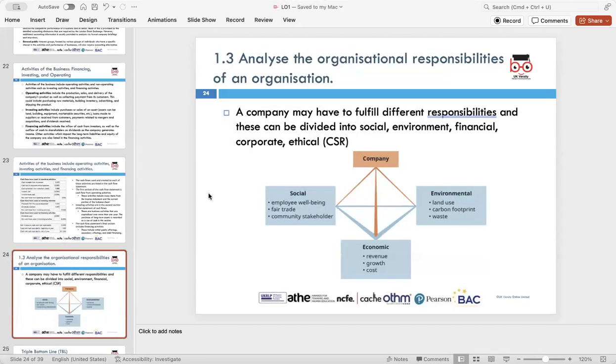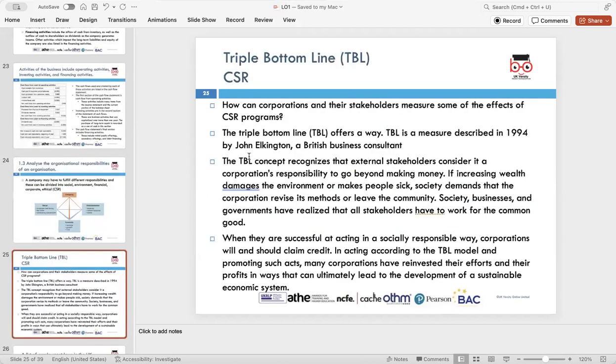Analyze the organizational responsibilities of an organization. A firm may be required to meet many duties which can be classified into social, environmental, financial, corporate, and ethical categories. Triple bottom line, CSR, corporate social responsibility.